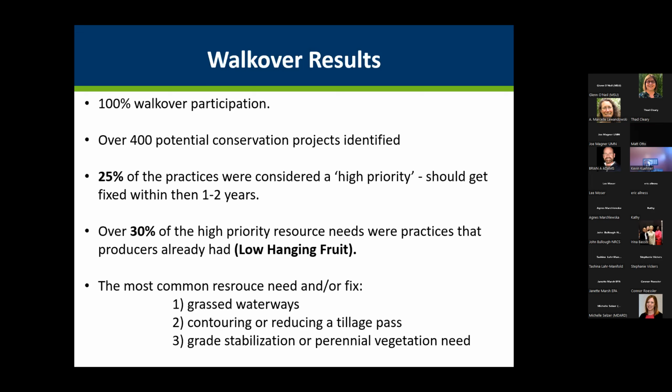But by and far, what we found in these watersheds in southeast Minnesota, the biggest resource need that was out there, either a need and or a fix, followed into 3 categories. Number 1 would be grass waterways, especially in those concentrated flow areas. Getting back on the contour, and then maybe reducing a tillage pass, and then also opportunities for grade stabilization, either at the outlets of those waterways, or near the cropland ravine interface. And then also maybe opportunities for perennial vegetation in targeted areas.